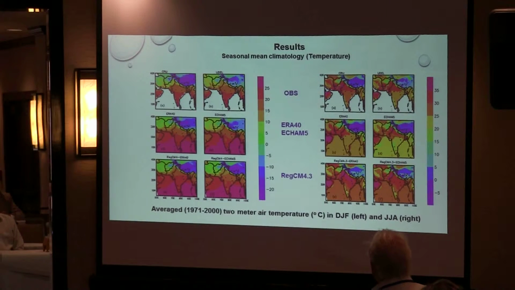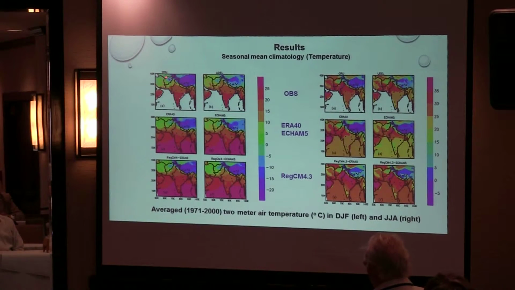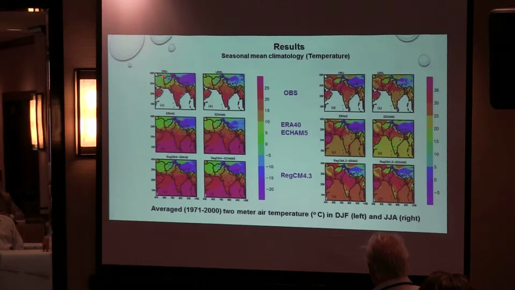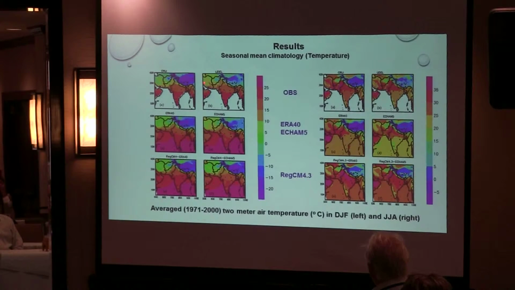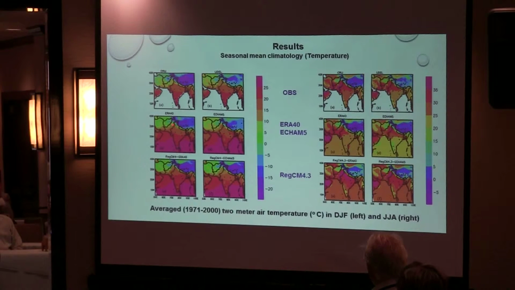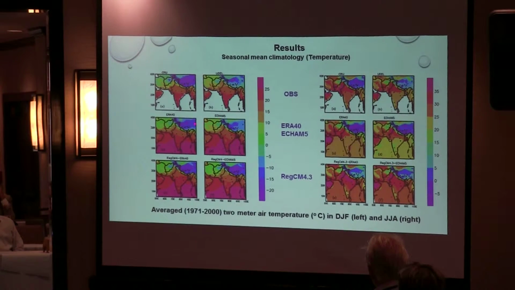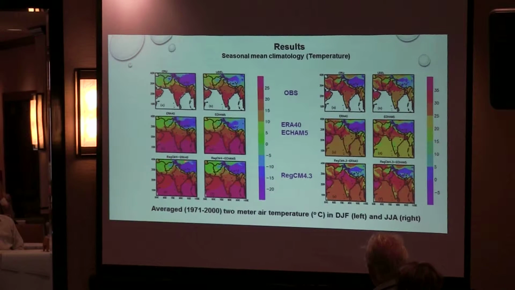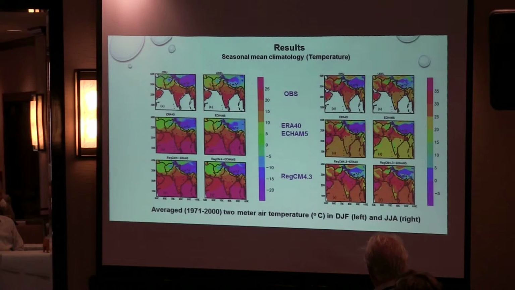Here are some results. In the case of results, we use 2 kinds of observational data sets. The first is the CRU, Climate Research Unit, University of East Anglia, UK, and second is the UDEL, University of Delaware observation data set. These 2 are the observational data sets, while ERA40 and ECHAM5 are the driving fields, and these are the 2 experiments called ECHAM4 ERA40 and ECHAM4 ECHAM5. The left panel shows the winter season, and the right panel shows the summer season.